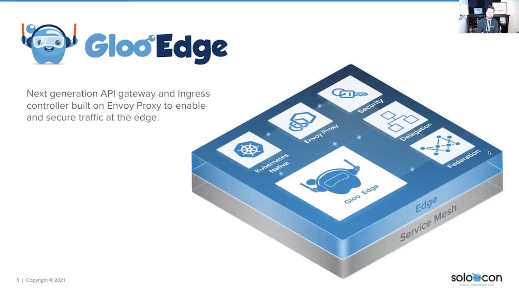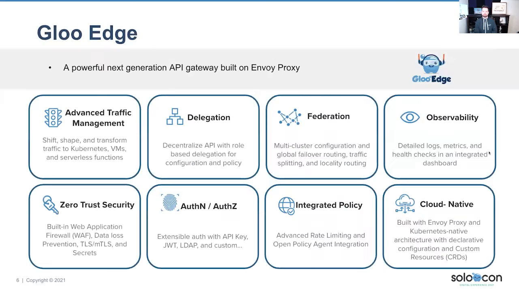So what is Gloo Edge? It's a next generation API gateway, an ingress controller built on Envoy proxy. And as you learned in the keynote, Gloo Edge 2.0 is also built directly on and is Istio native to enable and secure traffic at the edge.